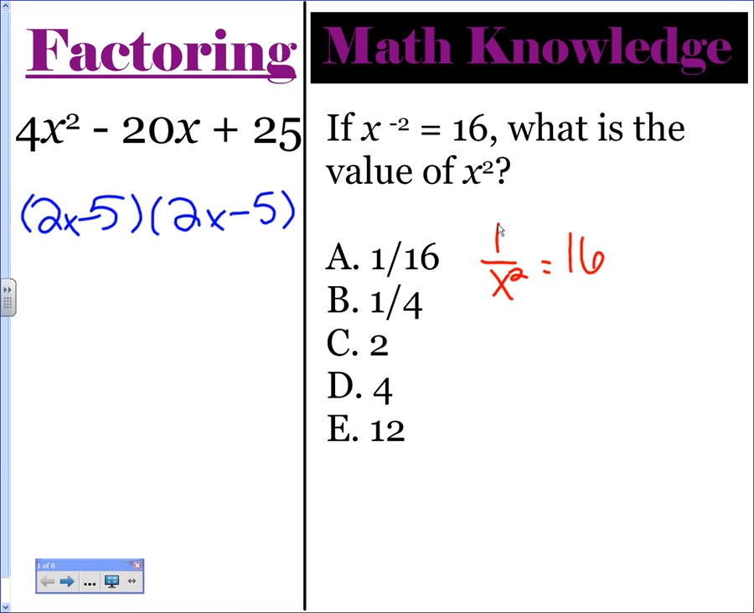I would cross multiply to get 1 equals 16 x squared. And then how would I solve for x squared? So is that A? All right. Any questions on those?